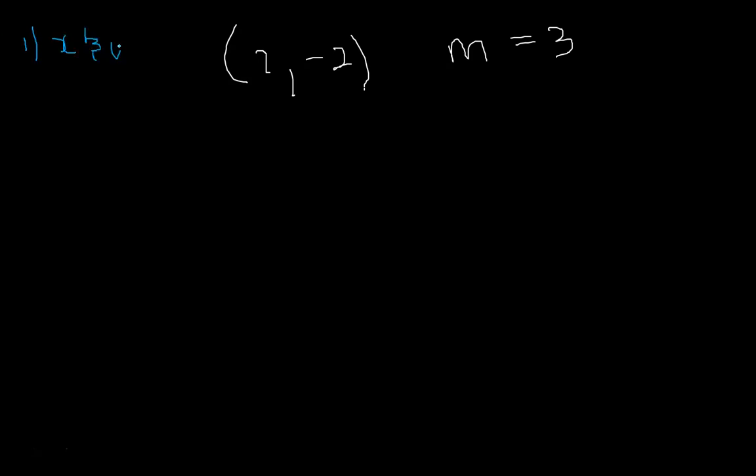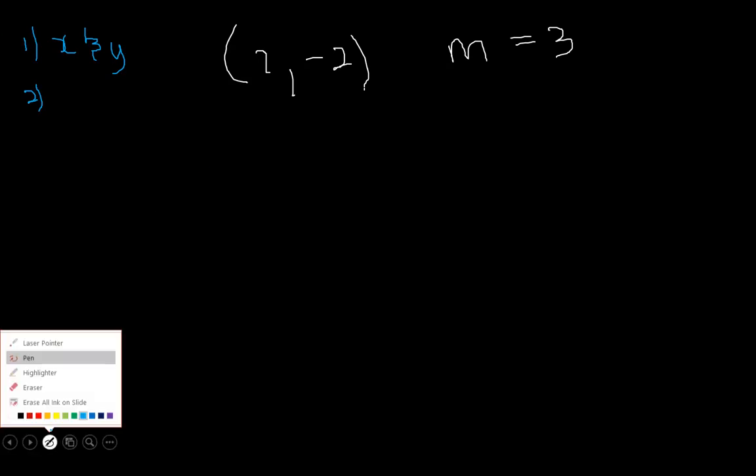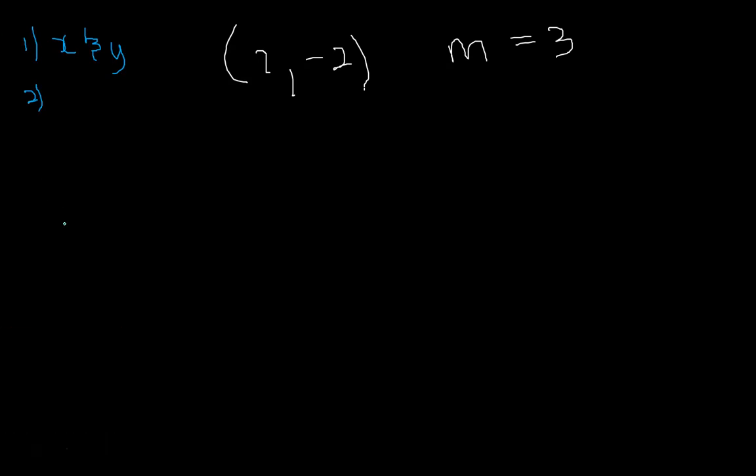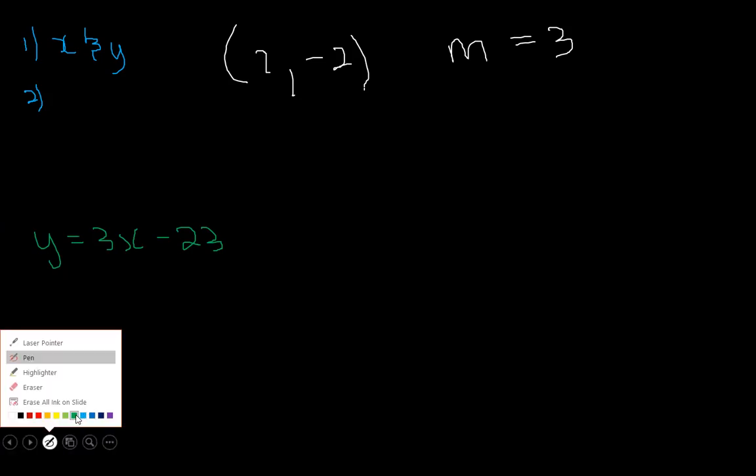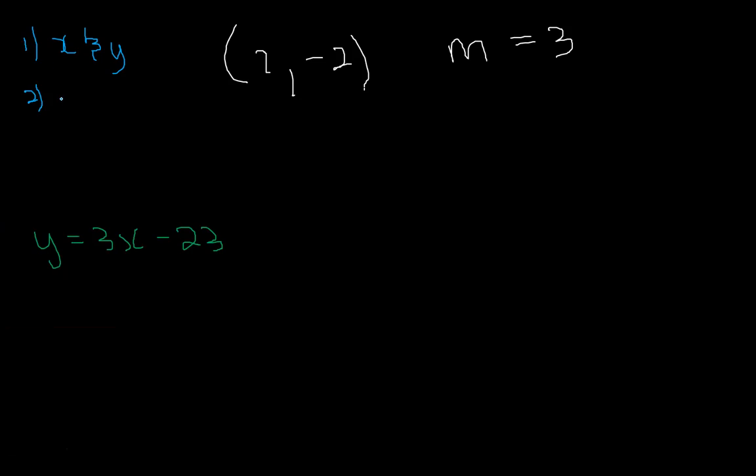Yes, I got an answer. All right, what do you get? Y equals 3x minus 22. So we have one answer. Sorry, y equals 3x minus 23. All right, 23. Anybody else got this answer? Anybody?